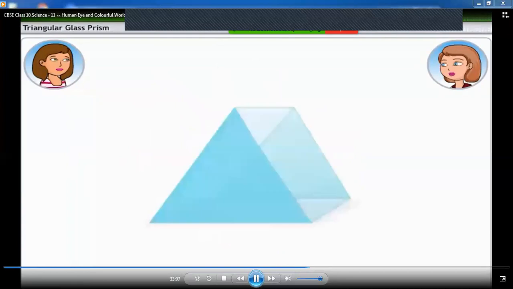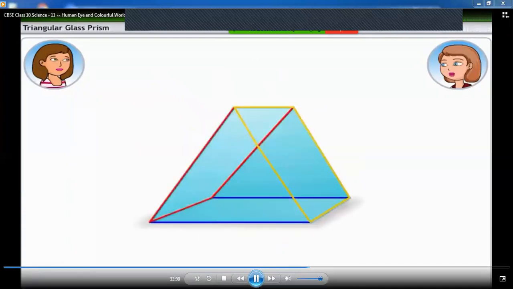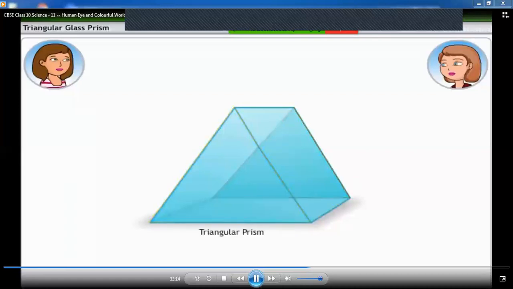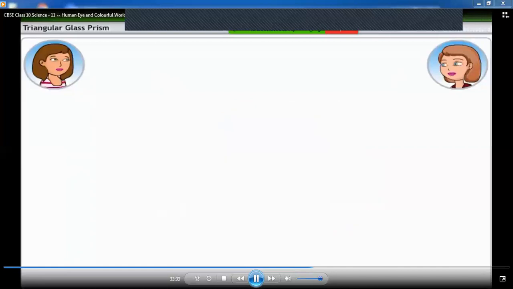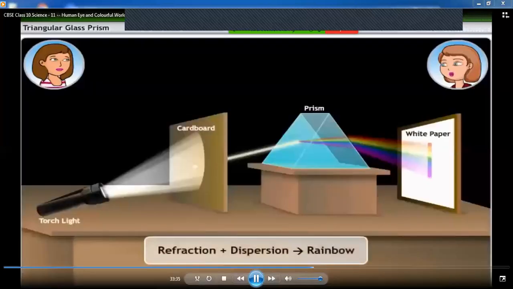Finally, we get a shape with 3 rectangular surfaces and 2 triangular faces. We refer to this as a triangular prism. Wow! I can see how the emergent ray is emerging at a different angle altogether now. Yes, the shape of the prism impacts the way the incident ray refracts. The formation of a rainbow is a combined effect of refraction and another phenomenon called dispersion.